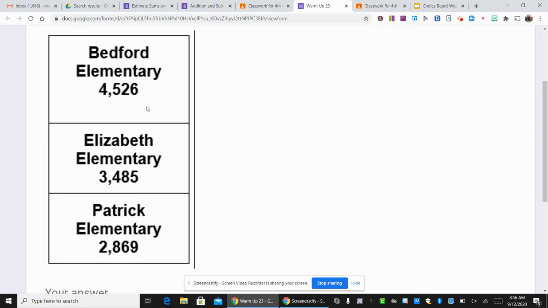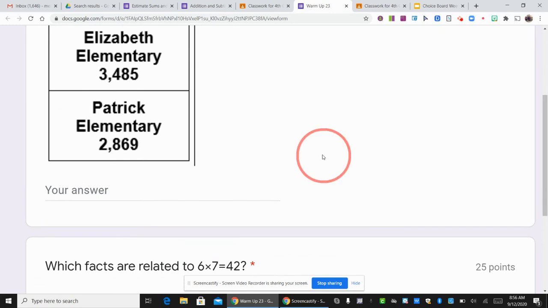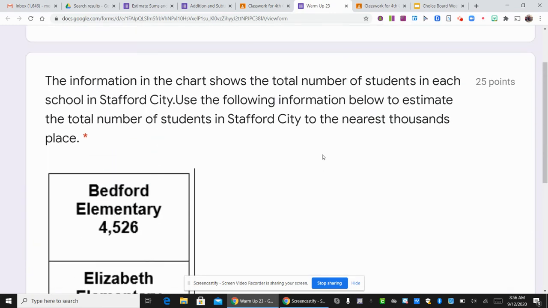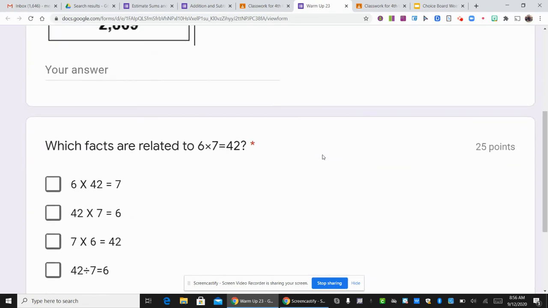So if we add those together, 5 plus 3 plus 3 more, then your answer should have been 11,000 as your total estimate.